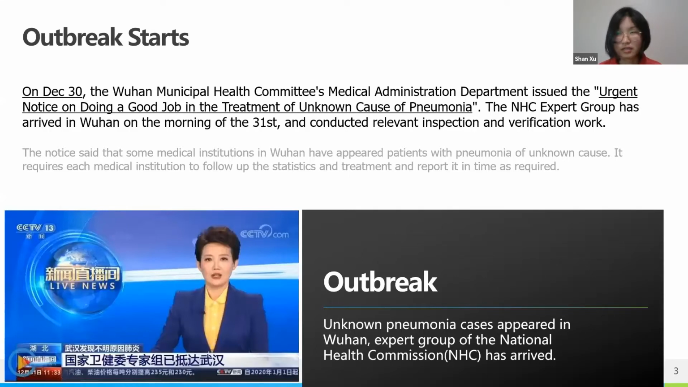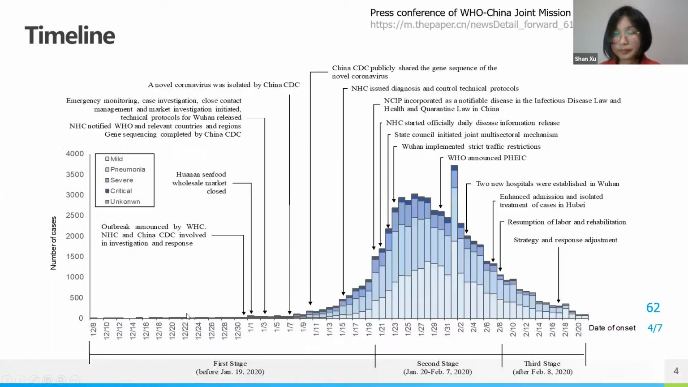So this is the start of the outbreak. You probably know that. It was around December 13th that an unknown virus appeared in Wuhan. And this picture is from our national TV report on the next day. Experts from the National Health Committee arrived in Wuhan that morning.